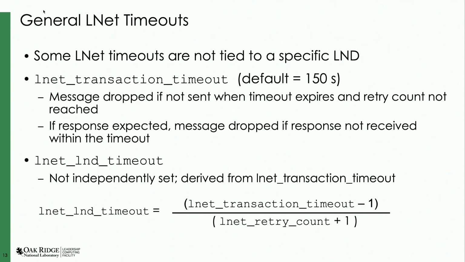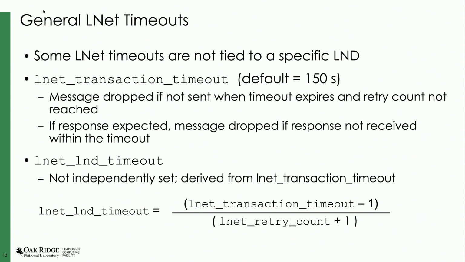This really serves 2 purposes. Messages are dropped if they haven't been sent by the time this timeout expires, if they're still on the queue and the retry count hasn't been reached. And it also comes into play if a response is expected but the response has not been received within this timeout, then that message is considered to be dropped. The Lustre manual, I believe, states that the default here is 30 seconds, but that doesn't seem to match up with this code, so I think the Lustre manual is a bit out of date there.